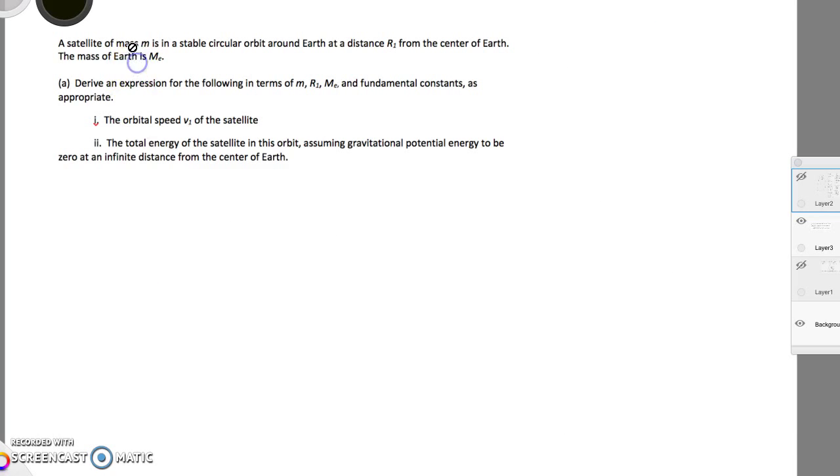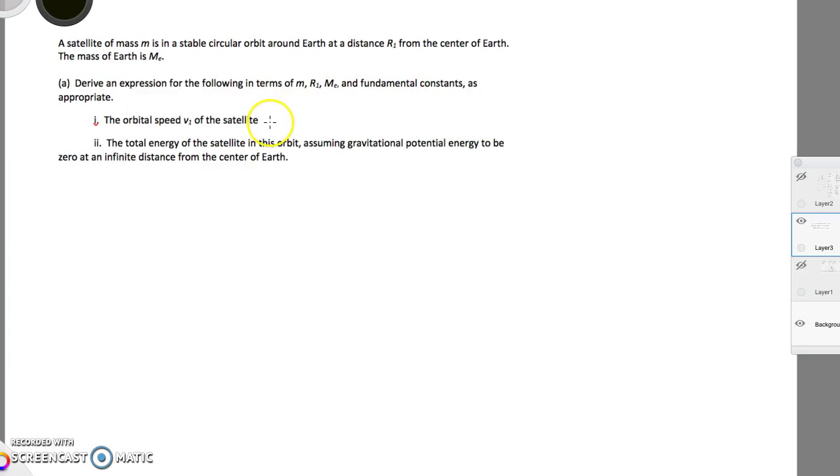Okay, so for this one, a satellite of mass m is in stable circular orbit around Earth at a distance r1 from the center of the Earth, and it says the mass of Earth is m sub e. Then it asks us to derive an expression using these terms and fundamental constants as appropriate. The first one would be the orbital speed of the satellite. Okay?